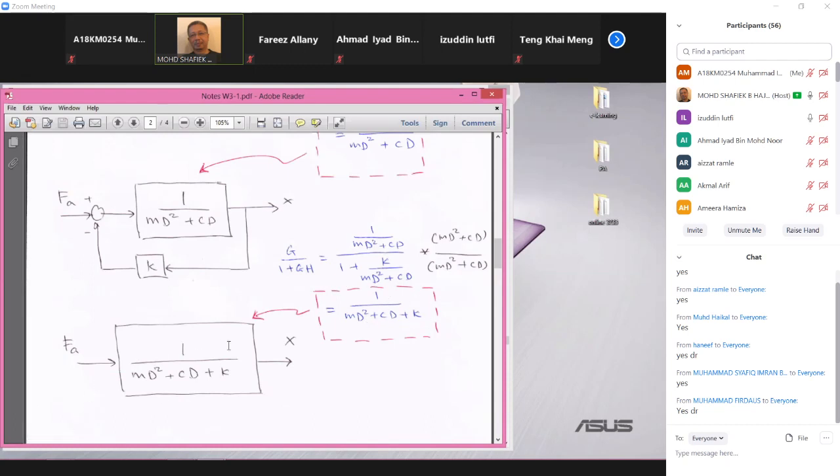So this is what we call the transfer function that relates input to the output. You just replace the D operator with the Laplace variable S, and then you get your transfer function. That is the idea of block diagram simplification. Do you have any questions?